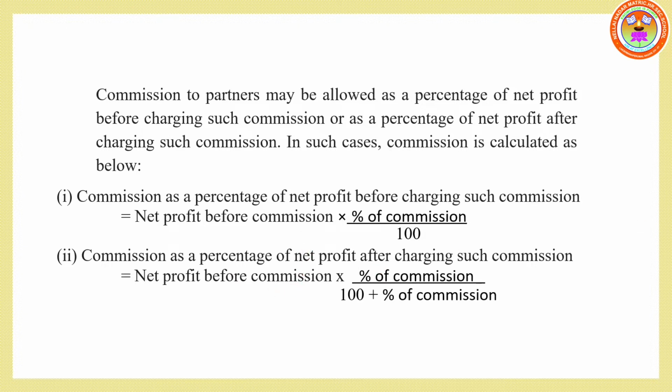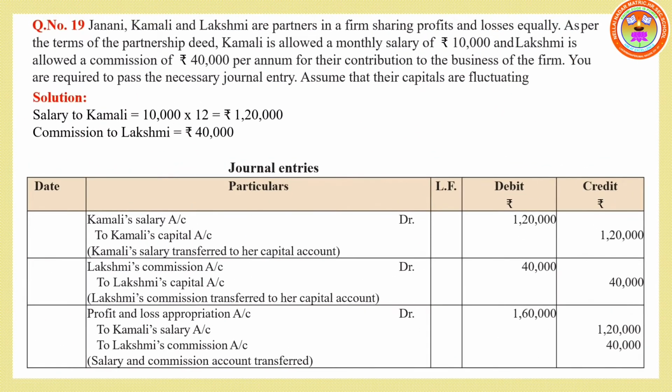So using this formula, how do we calculate commission? Let me read the question. Question number 19. Janani, Kamali and Lakshmi are partners in a firm sharing profits and losses equally. As per the terms of the partnership deed, Kamali is allowed a monthly salary of rupees 10,000. Please underline the word monthly. So Kamali is eligible to get a monthly salary of 10,000, so yearly 10,000 into 12, that is 1,20,000 per annum. And Lakshmi is allowed a commission of rupees 40,000 per annum. So Lakshmi's annual commission is given in the question itself.